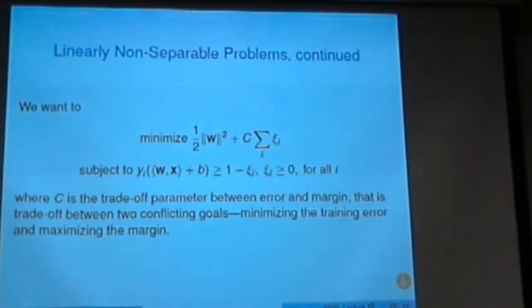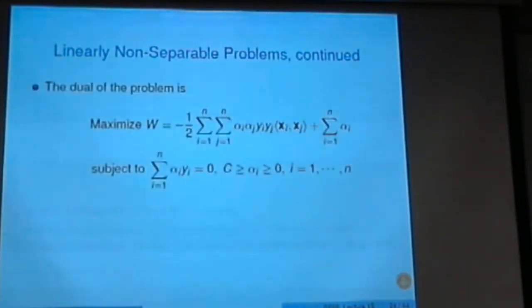It's a trade-off parameter between error and margin, because we try to minimize the training error and at the same time try to maximize the margin. But these are two conflicting goals, and C just gives a trade-off between them. Still, in quadratic programming, you can always solve by looking at the dual problem and so forth.